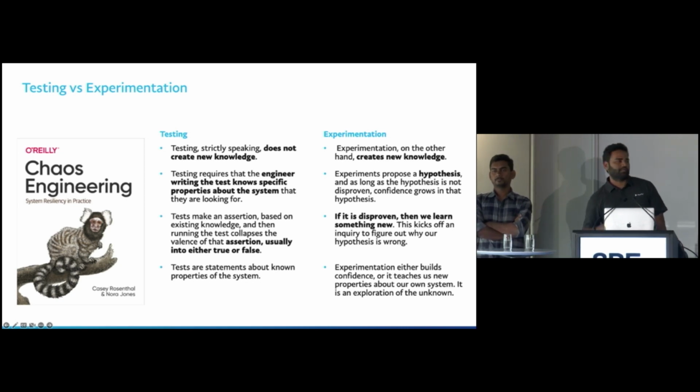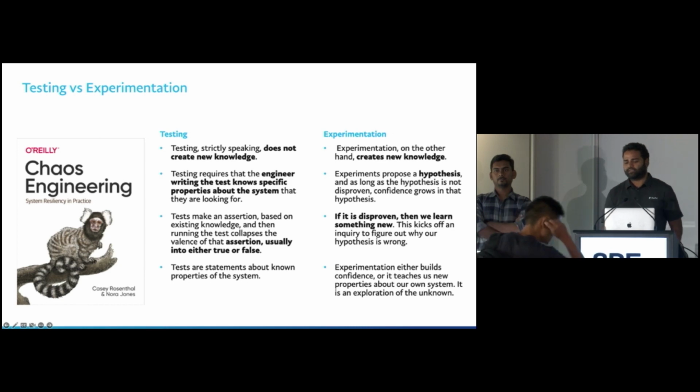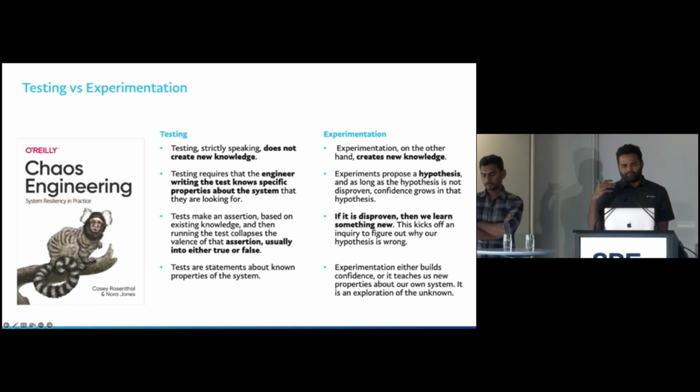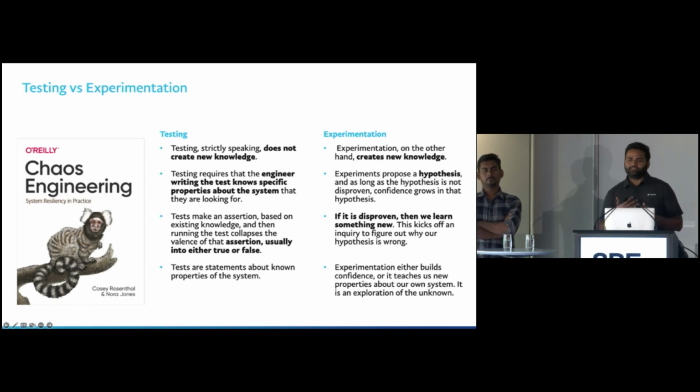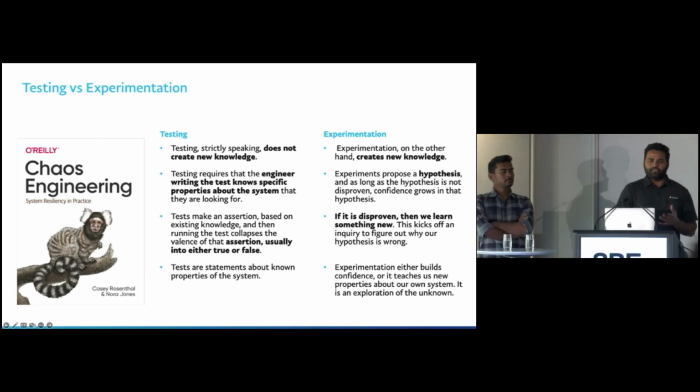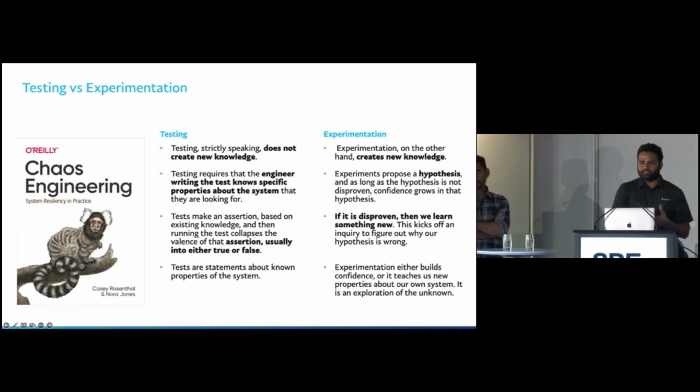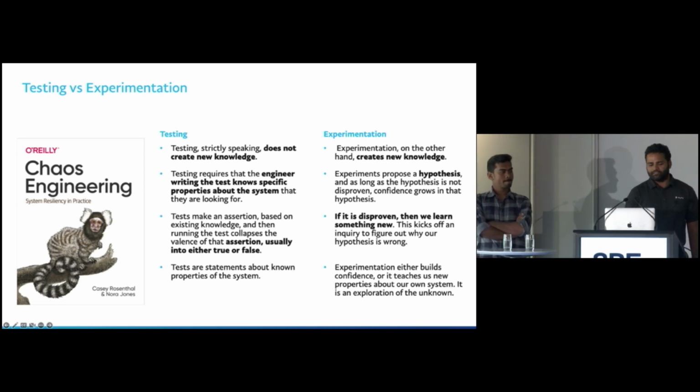Whereas with experimentation, most of the time we form a hypothesis, and once we do the experiment, we see whether we are validating that hypothesis. In that case, we are good. Otherwise, sometimes during the experiment, as we will see later in the talk, the hypothesis is not valid. That's when we actually get some learnings, and that's new knowledge created about our system. So this is the fundamental difference.